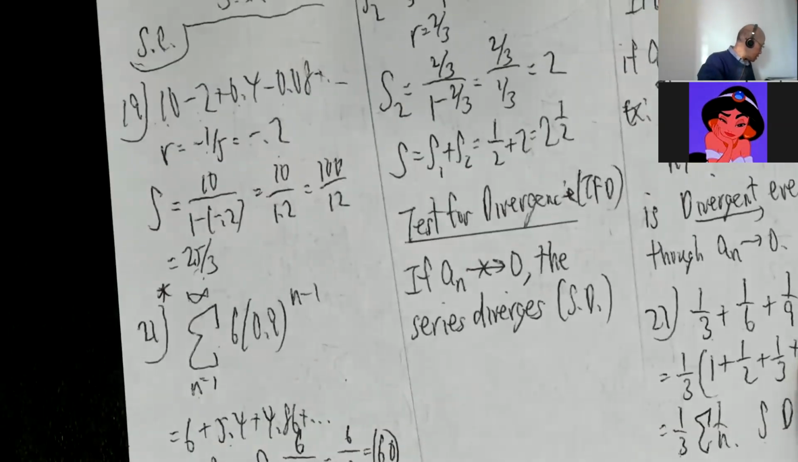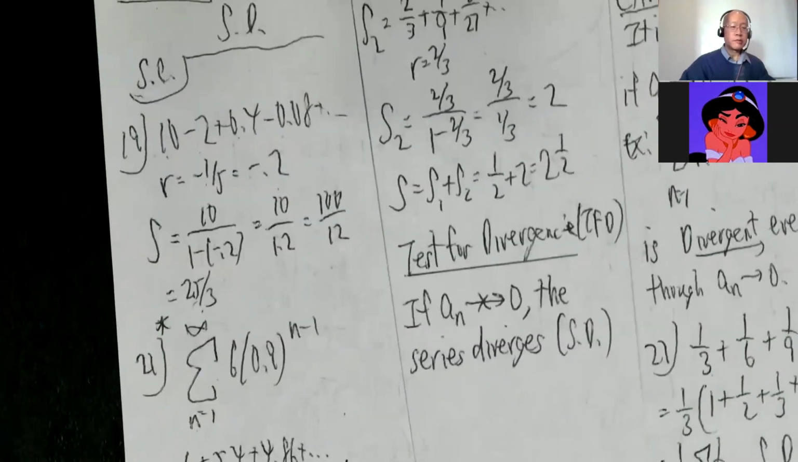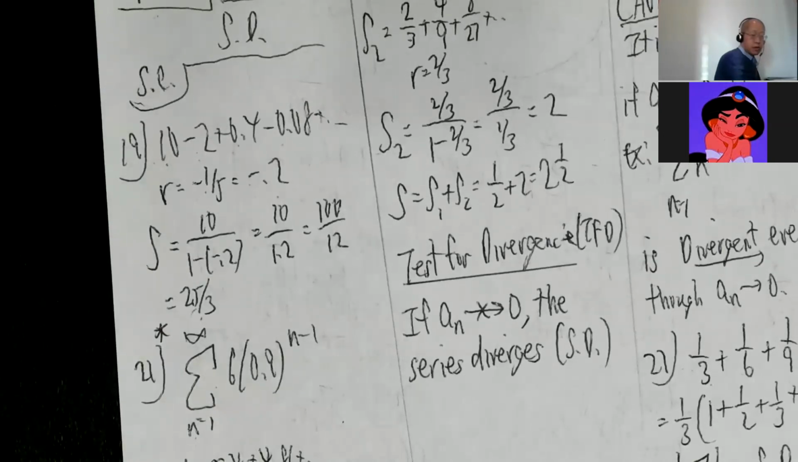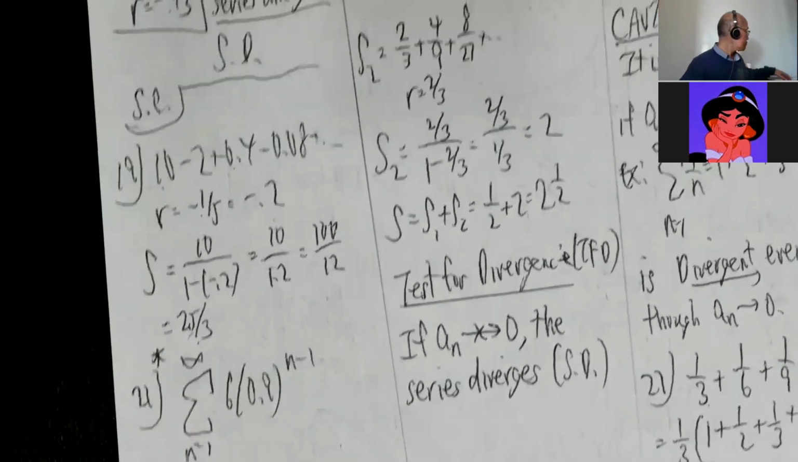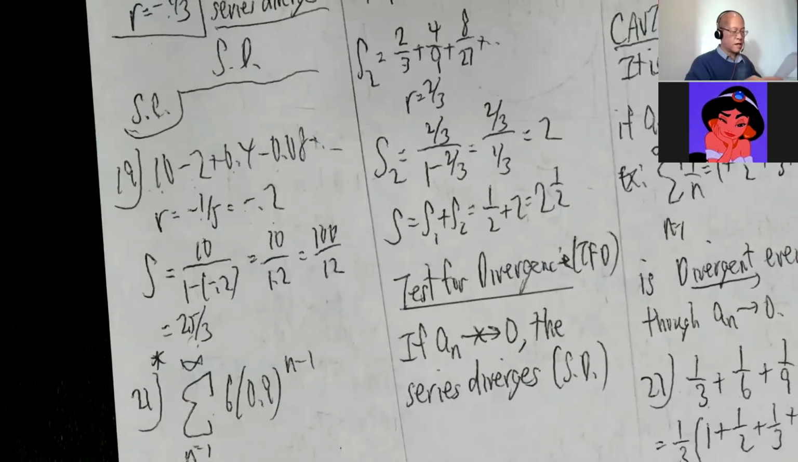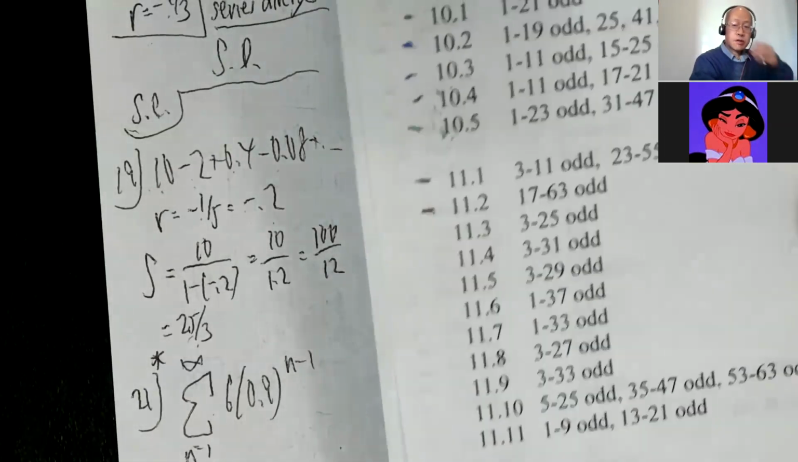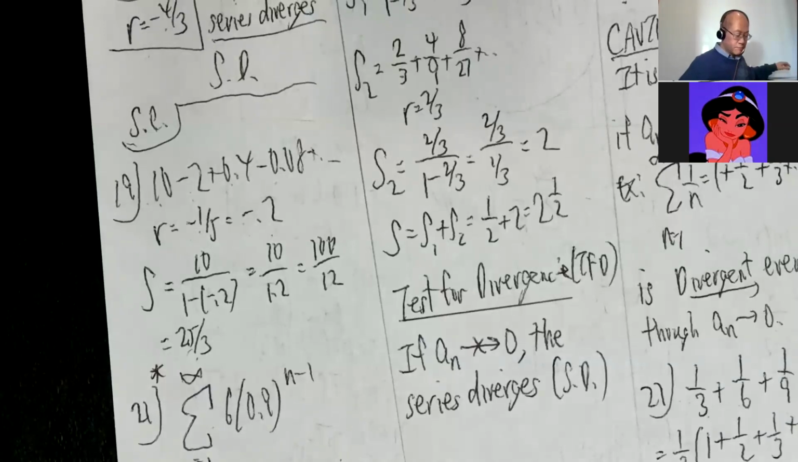Okay, 21 star. And that reminds me, I'm not sure if I showed you the homework problems yet, so let me go ahead with that. For those who don't have the book and aren't getting it, so what are we doing? 11.2, 17 to 63.